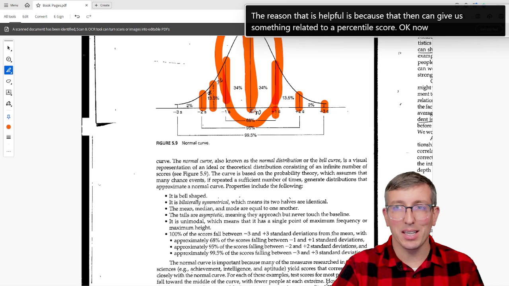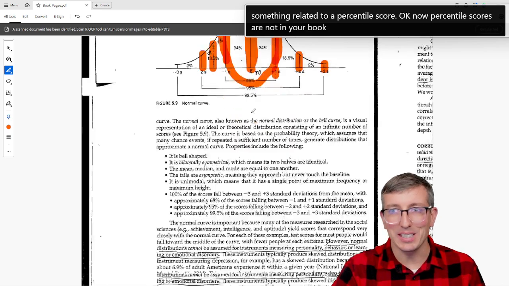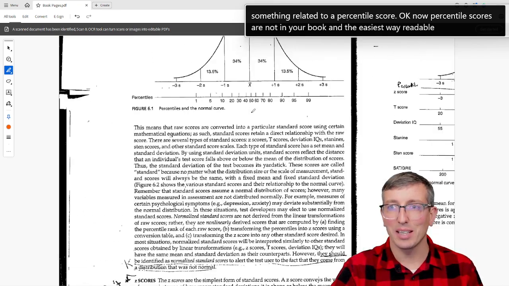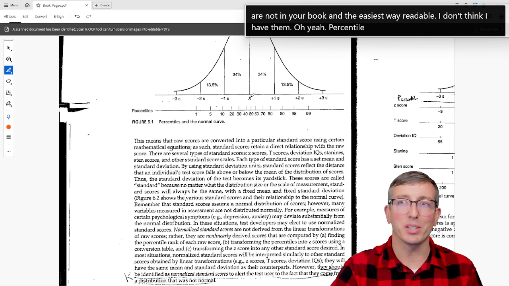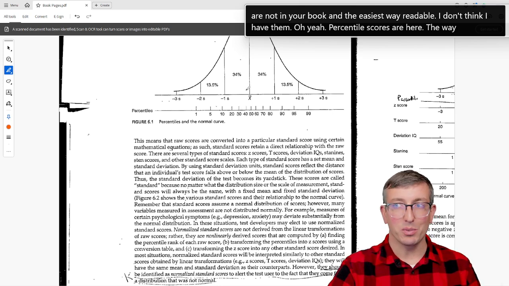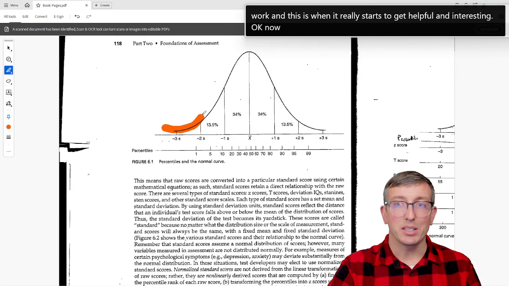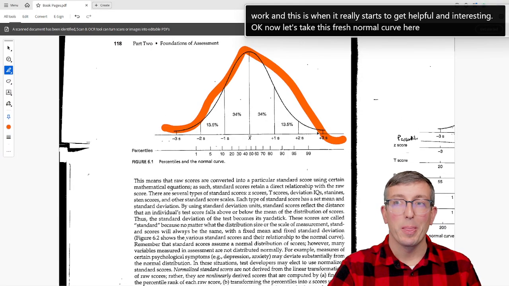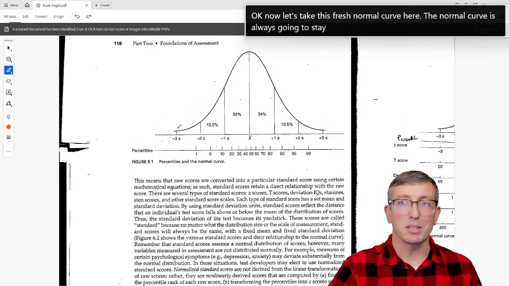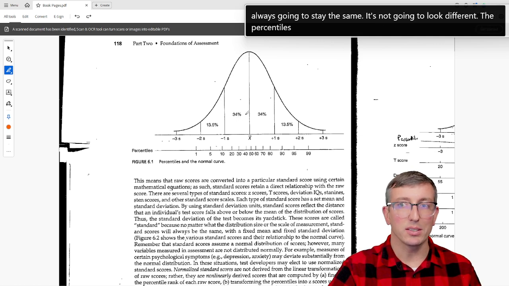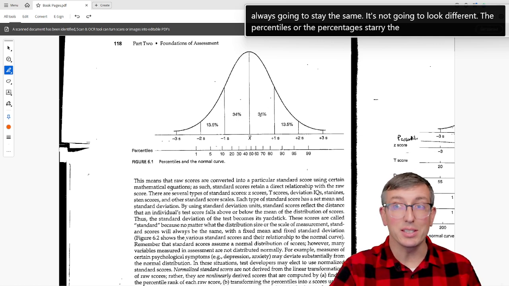Now, percentile scores are not in your book in the easiest way readable. I don't think I have them. Oh yeah, percentile scores are here. The way that these work, and this is when it really starts to get helpful and interesting. Okay, now let's take this fresh normal curve here. The normal curve is always going to stay the same. It's not going to look different. The percentiles, or the percentages, stay the same.